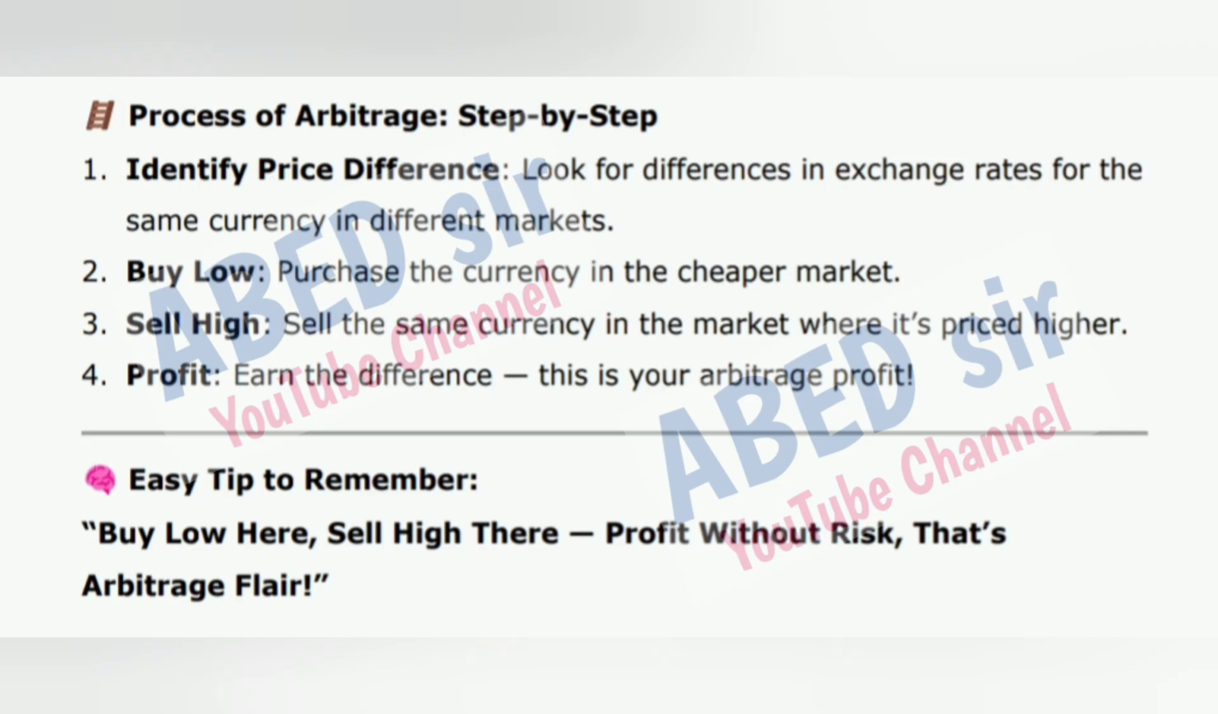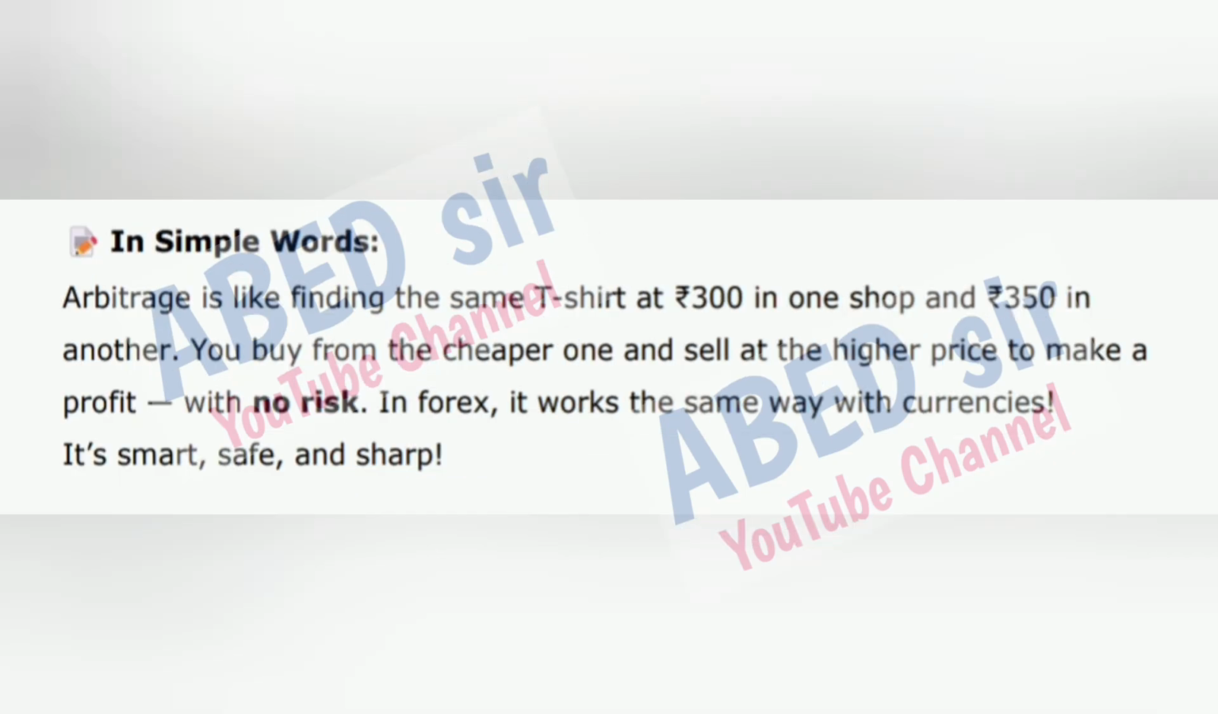That's arbitrage. In simple words, arbitrage is like finding the same t-shirt at 300 rupees in one shop and 350 rupees in another. You buy from the cheaper one and sell at the higher price to make a profit with no risk. In Forex, it works the same way with currencies. It's smart, safe, and sharp.